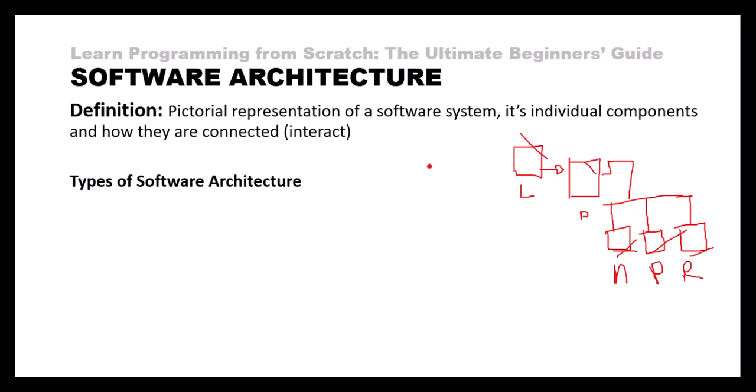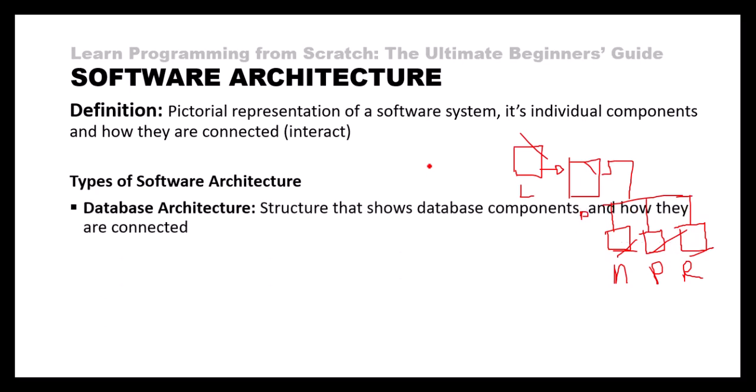There might be more than this, as I'll teach you, but these are the fundamental architectures that you're going to come across in almost each and every application. The first one is going to be the database architecture. It's just a diagrammatic representation of how the database components are connected, to show you the individual components of the database and how they are connected. If you're using a relational database, it shows you the tables and how they are connected. So you have database architecture in software engineering or software architecture.